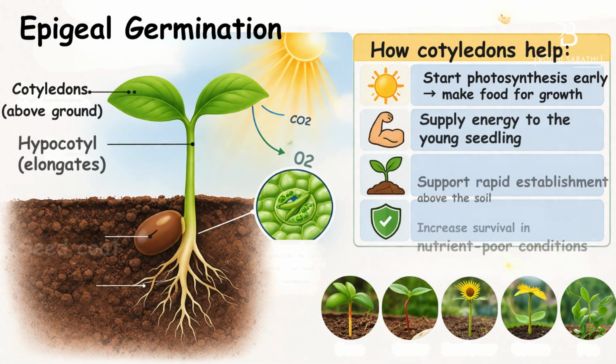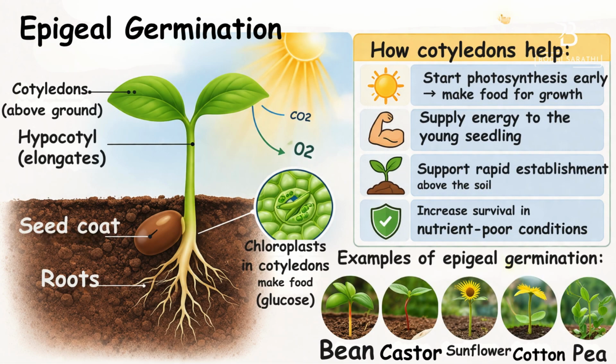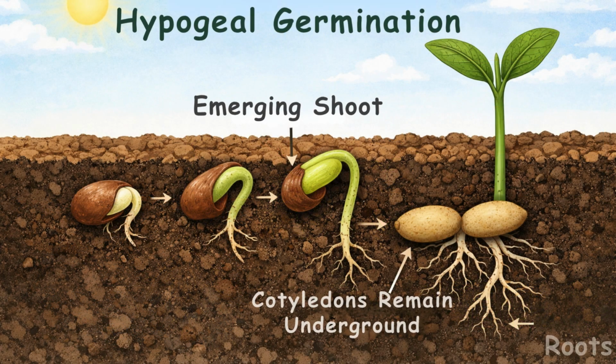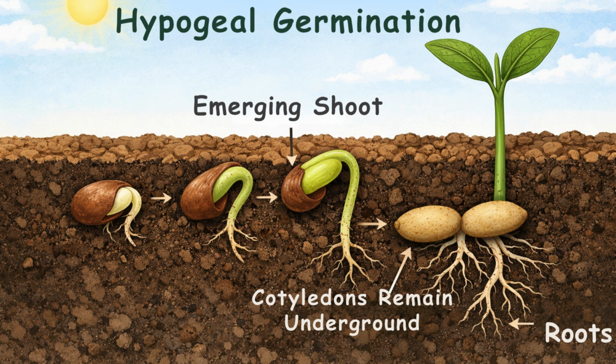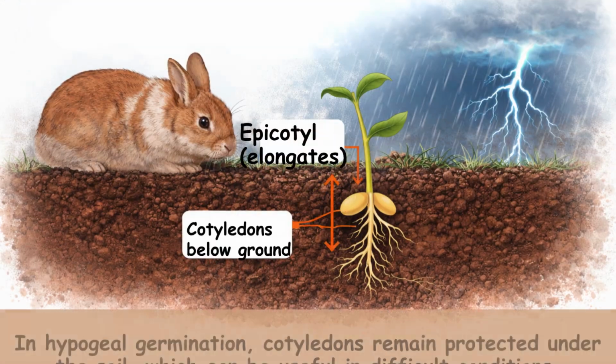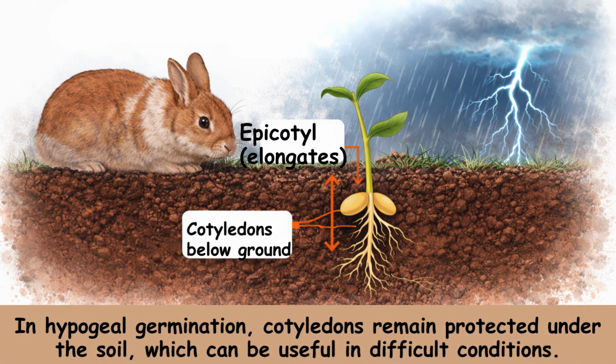In epigeal germination, cotyledons may help the seedling prepare food early. In hypogeal germination, cotyledons remain protected under the soil, which can be useful in difficult conditions.